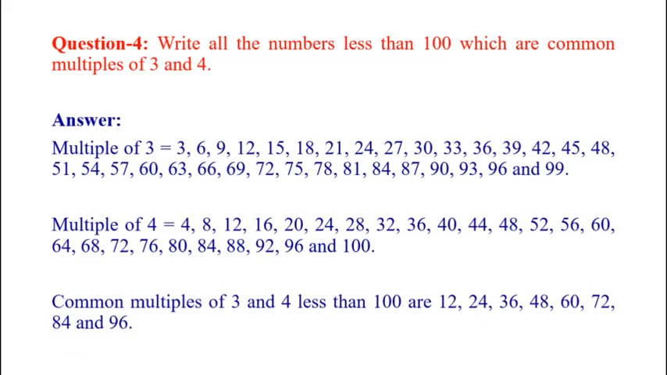So, first we have written all the multiples of 3 and 4 less than 100. Then we have to find the common multiples of 3 and 4 less than 100. So, they are 24, 36, 48, 60, 72, 84 and 96.